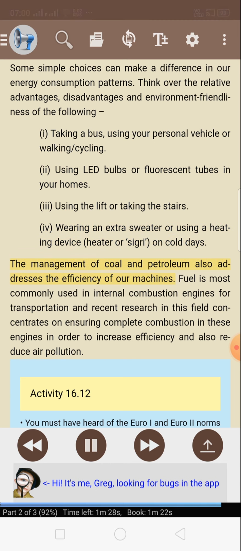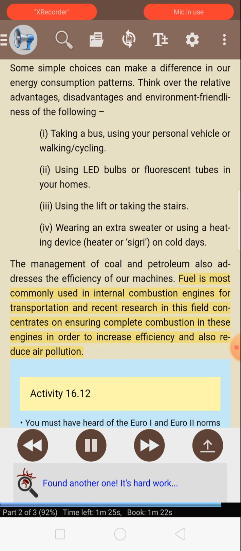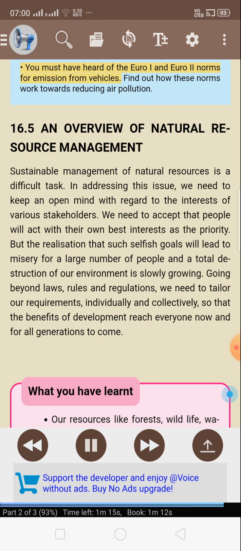The management of coal and petroleum also addresses the efficiency of our machines. Fuel is most commonly used in internal combustion engines for transportation, and recent research in this field concentrates on ensuring complete combustion in these engines in order to increase efficiency and also reduce air pollution. Activity 16.12. You must have heard of the Euro 1 and Euro 2 norms for emission from vehicles. Find out how these norms work towards reducing air pollution.